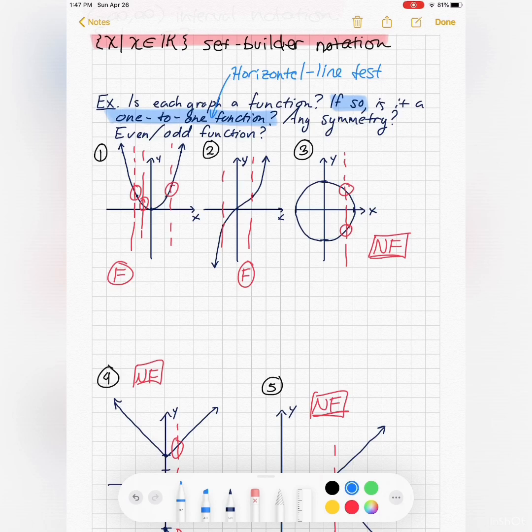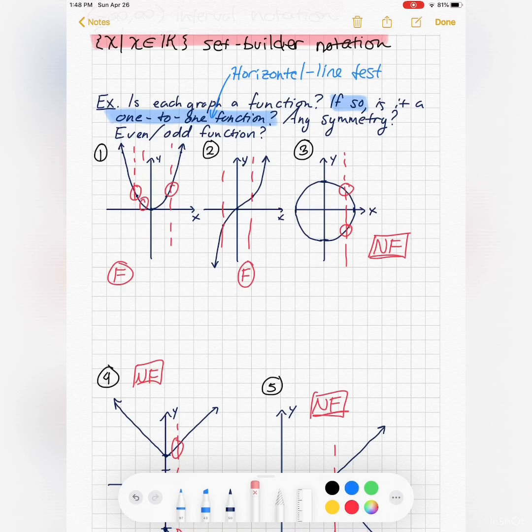Okay, so remember, one-to-one, we only use that term to classify functions. So when I'm looking at the graphs then, I actually would only apply that term if I'm already dealing with a function. So only really graphs 1 and 2 would be classified as one-to-one or not.